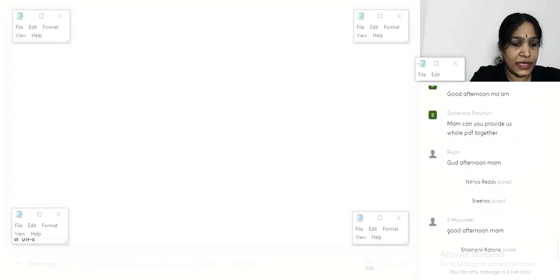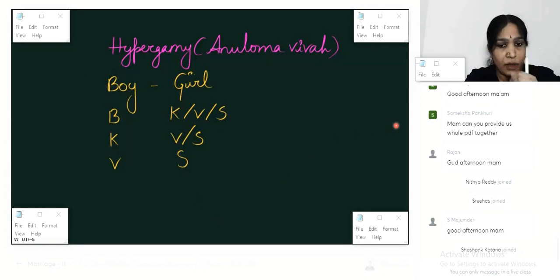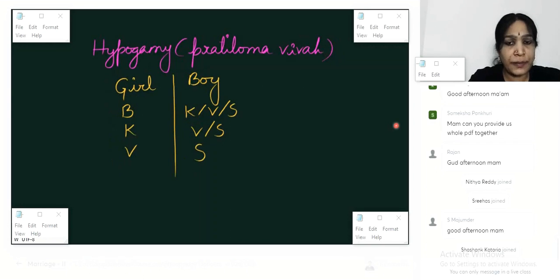Now let us see hypergamy, in what all cases we call it hypergamy. Paper 2 is about India. Paper 1 is world, paper 2 is India. Now look here. Hypergamy, the Sanskrit word for it is anuloma vivaha. The second one is hypogamy, that is called pratiloma vivaha.